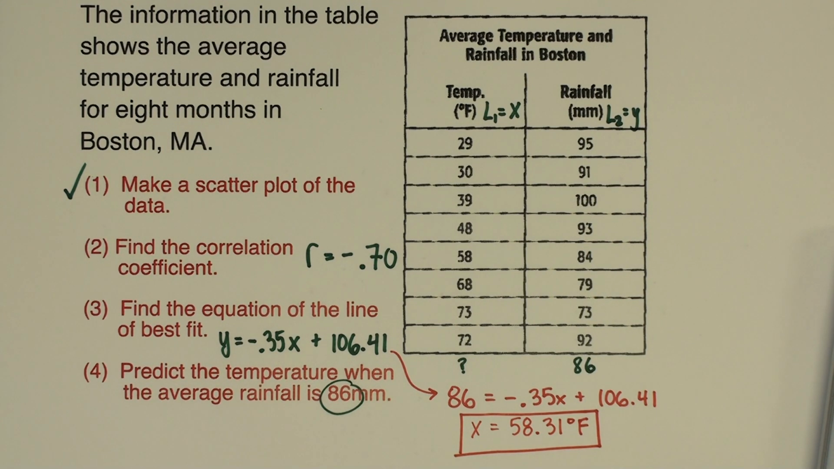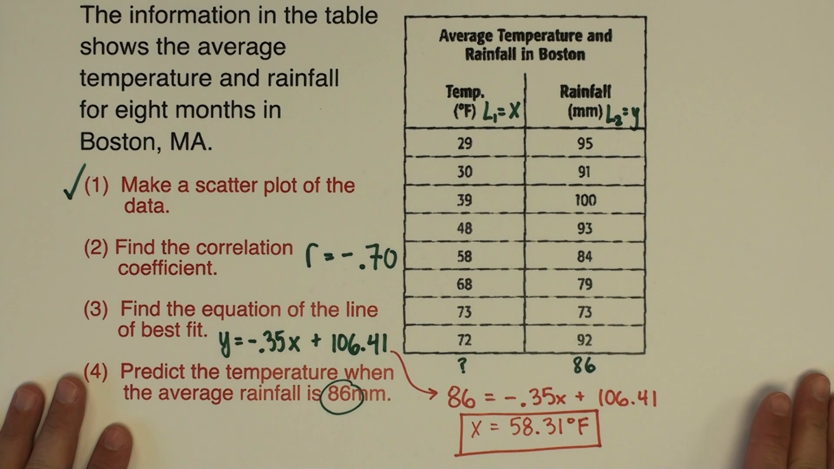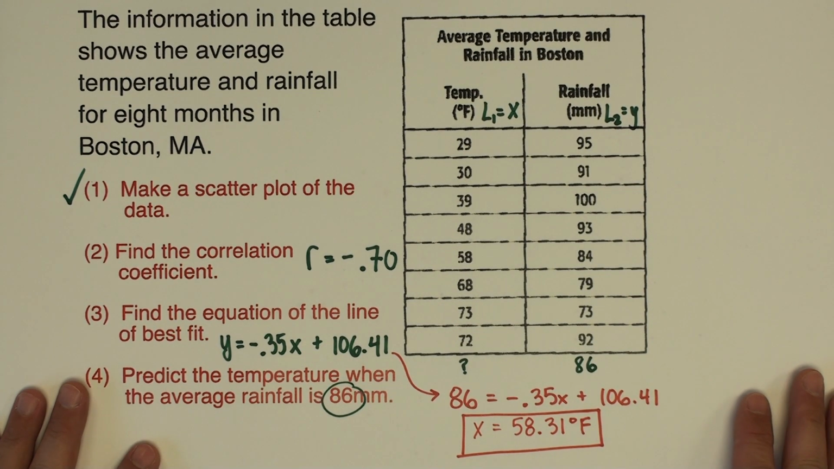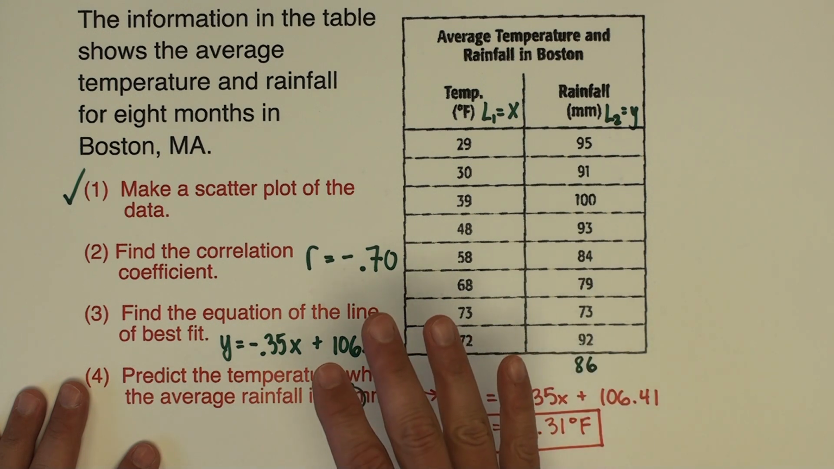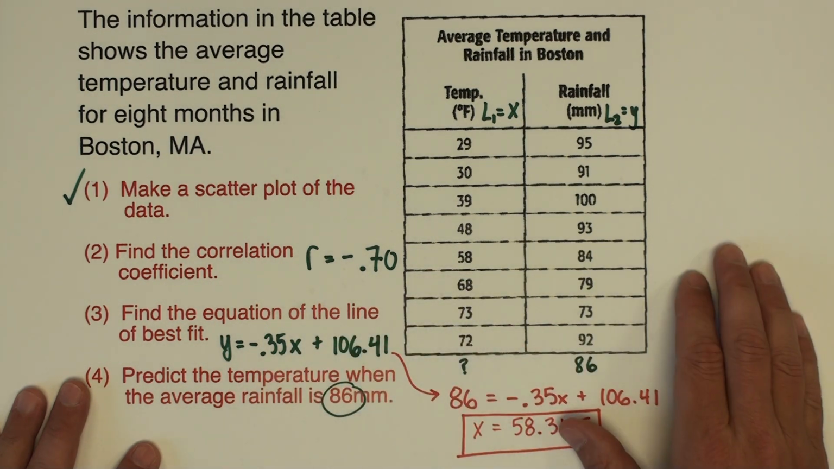That is scatter plots, line of best fit, using those to predict future values. We did it by hand. We also did it with the graphing calculator and walked you through the steps on how to do that.